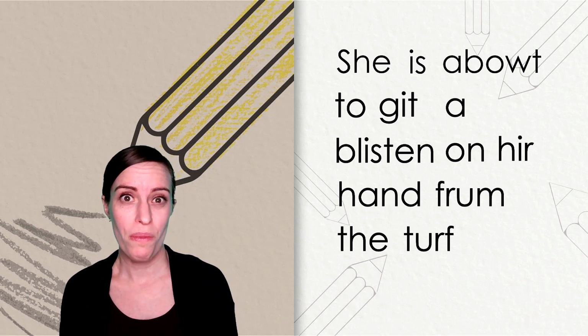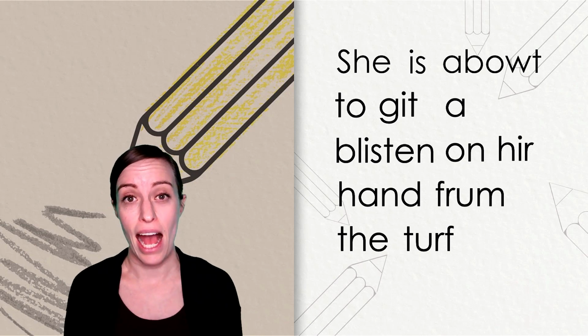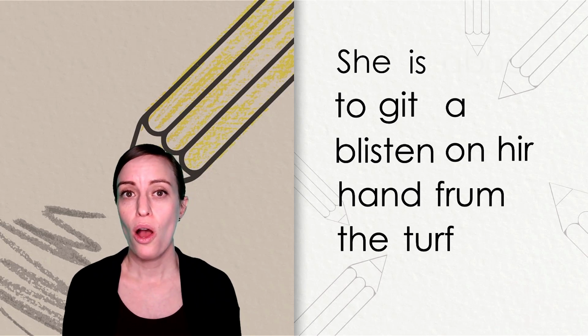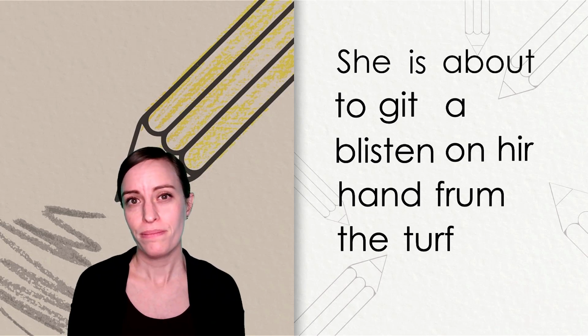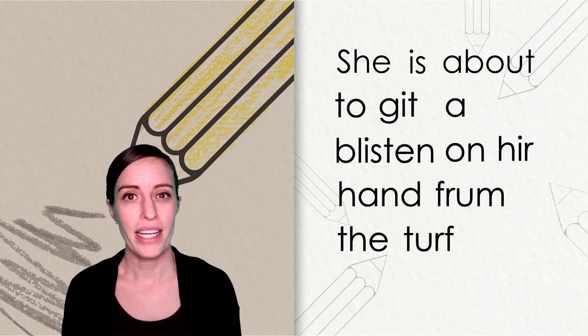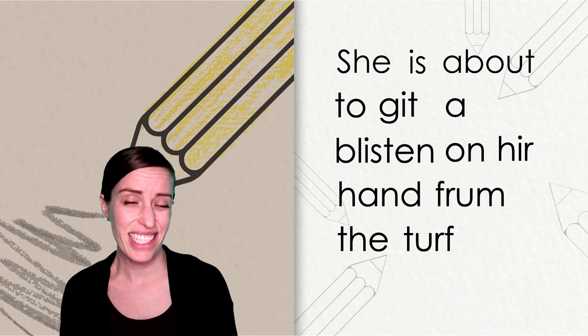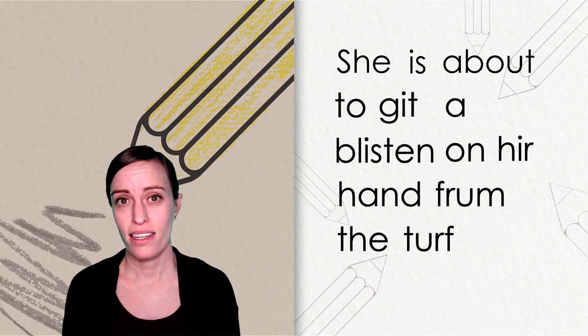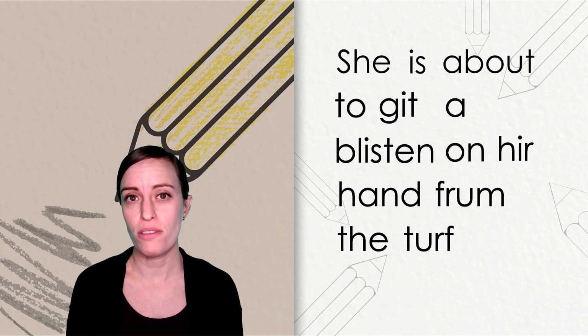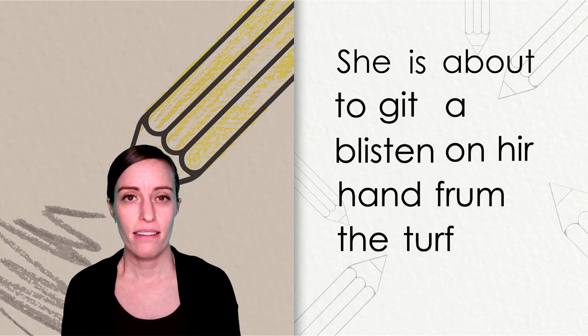It is true that OW does say ow, but in the word about, I remember that we need the vowel team OU. Let's keep working. She is about to get. The word get doesn't look quite right. I think the author of the sentence is trying to use the word get.